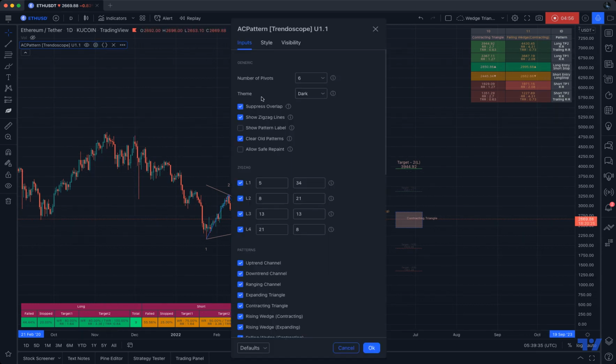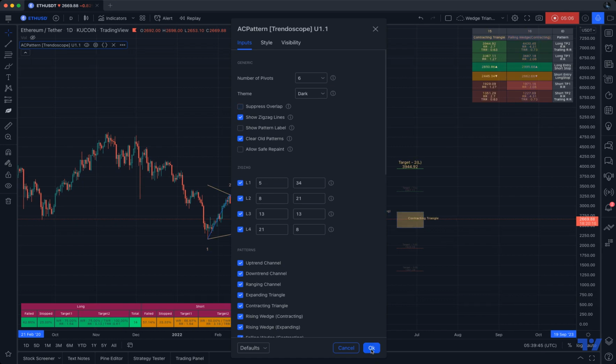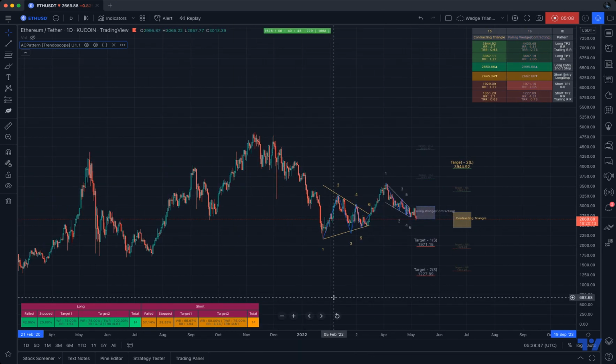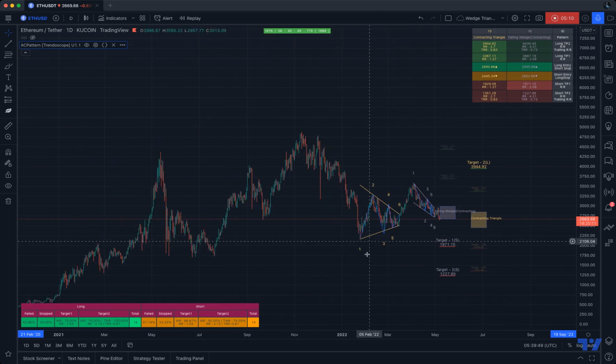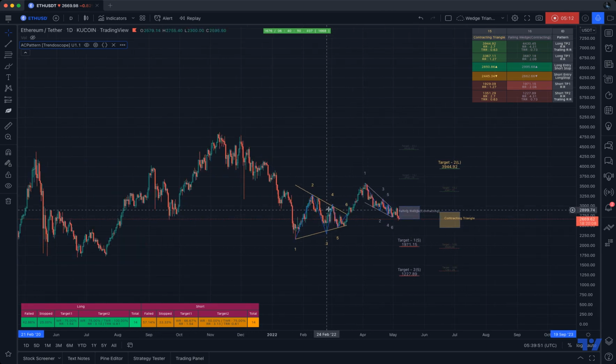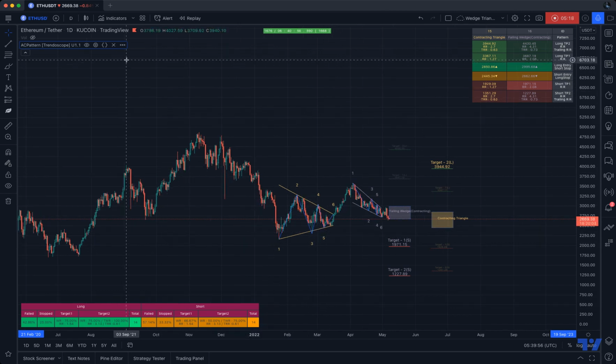So the only thing it does is control how many pivots you see in the chart. Okay, so suppress overlap. Suppress overlap means if there's a pattern which starts from here, then do not detect it, because there's already a pattern here. So this is what suppress overlap does.